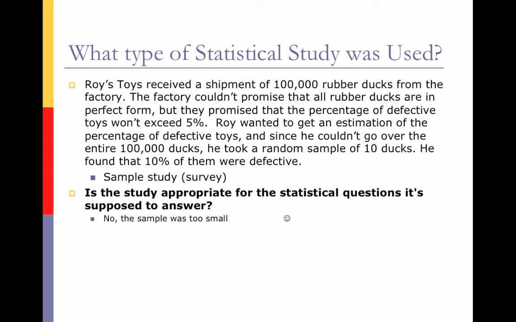Now, I know we talked about sample size, and it's not necessarily the sample size, but 10 out of 100,000 is really not enough. We would want to do more than just 10. So because of how small the sample was, we can't actually answer the question. We would need to look at more than just 10. If you were to look at 100, that would probably be good enough.